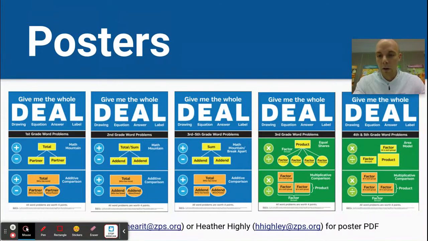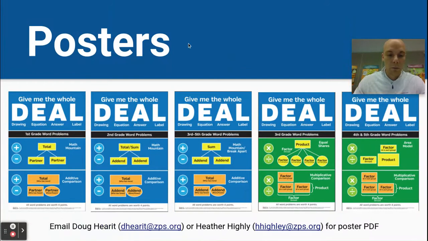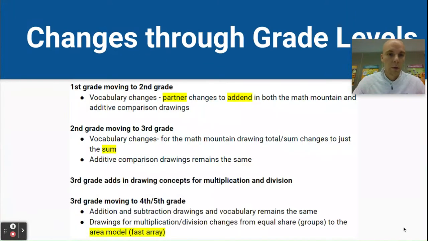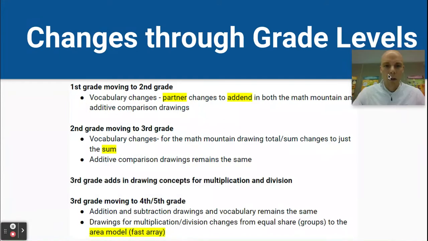And then when you get to third, fourth and fifth grade multiplication problems, we use the word product. We use the word factors. We use equal shares, but then that goes away once you get to fourth and fifth grade and you do area model type drawings. The multiplication comparison drawings are basically the same. So these should be put up in your classroom. If you don't have these, we have these in a PDF form. You can either email myself or Heather, and we can send these to you for you to print off for your classrooms.